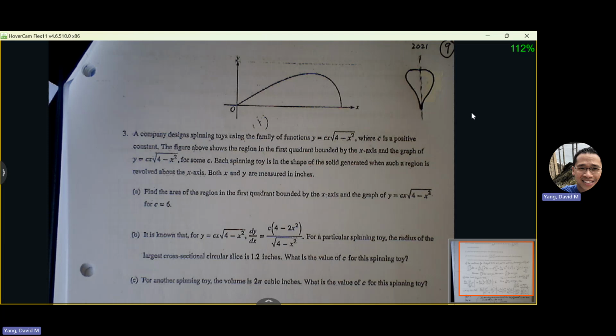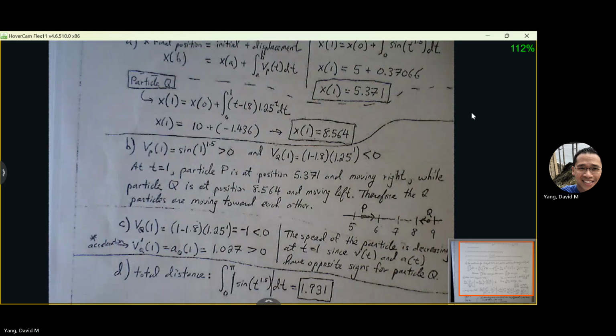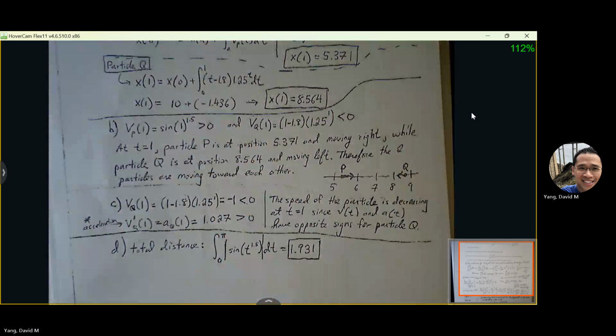Okay, let's look at page 9, number 3. Does anybody still see, you look at the previous one? Part C, sorry, previous problem, part C, the speed is decreasing because my velocity is negative. Meanwhile, my acceleration is positive. So opposite signs indicate decreasing speed. Total distance is just the integral of the absolute value of v(t).